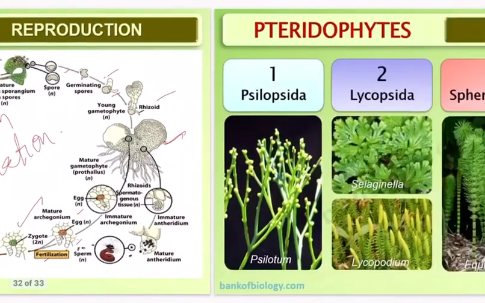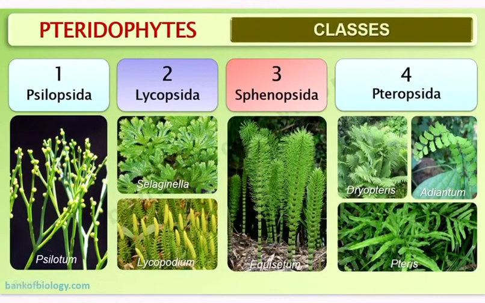So the entire life cycle of pteridophyte is getting completed with alternation of two phases. Two generations are alternating with each other. Gametophyte, sporophyte. So classification, pteridophytes are classified into 4 classes. They are called Psilopsida, example Psilotum, Lycopsida, example Selaginella and Lycopodium, Sphenopsida, Equisetum, and Pteropsida, Dryopteris, Adiantum, Pteris.